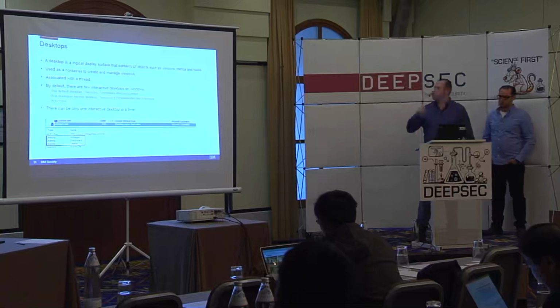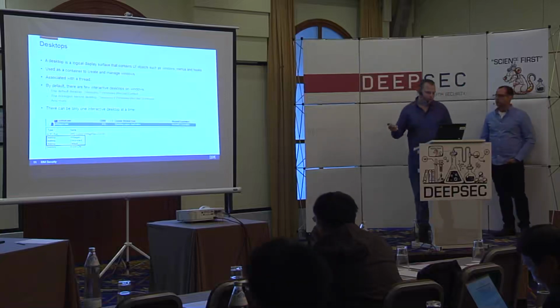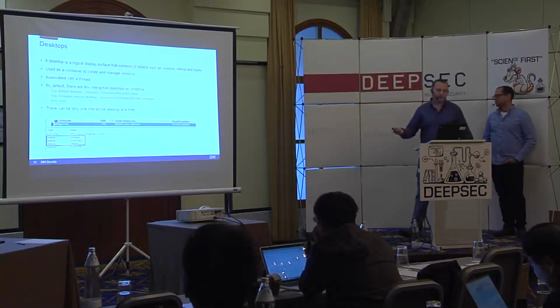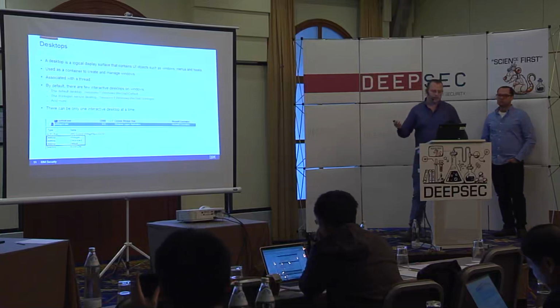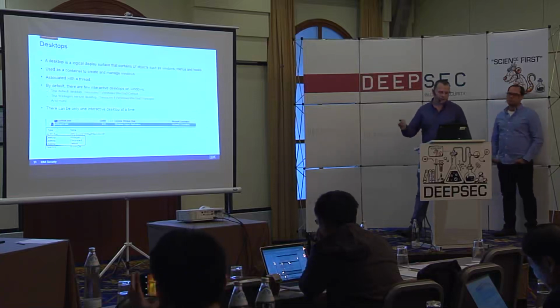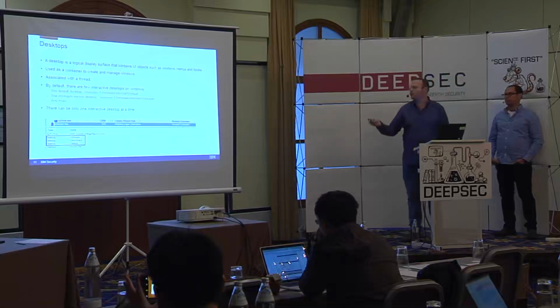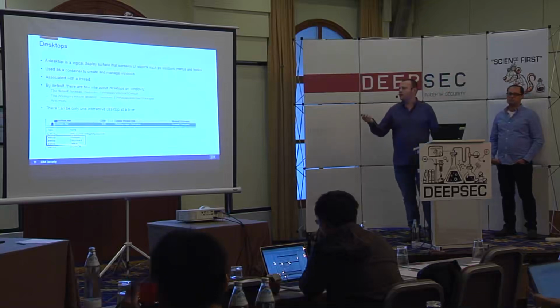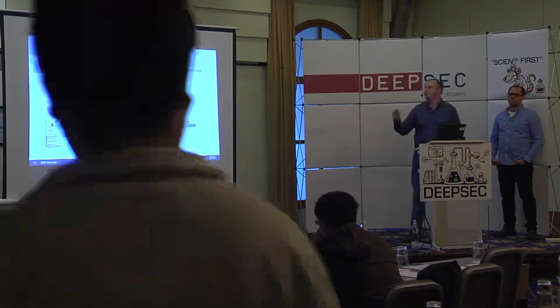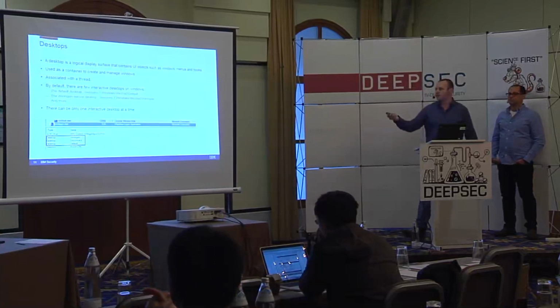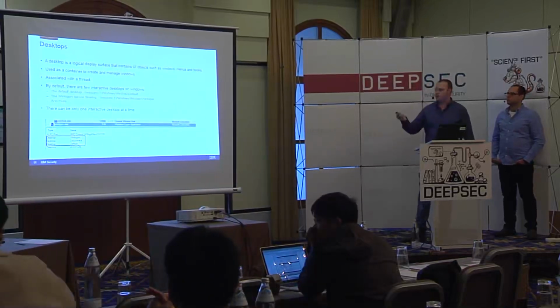So let's talk a little bit deeper about desktops. A desktop is a logical display surface that contains UI objects, windows, menus, hooks. It's used as a container to create and manage windows. And the same way a window station is associated with a process, each desktop is associated with a thread.